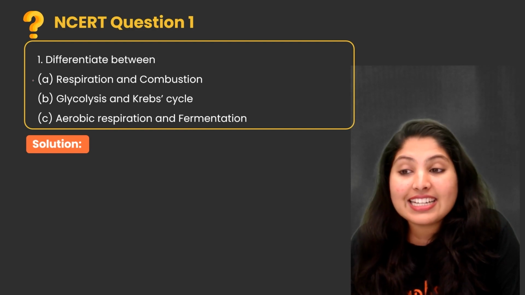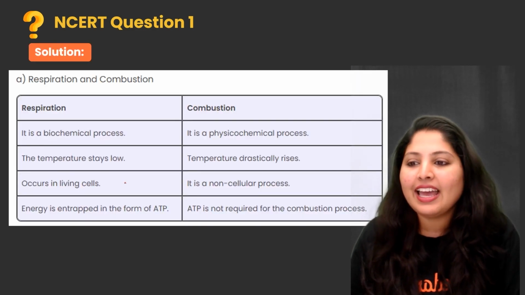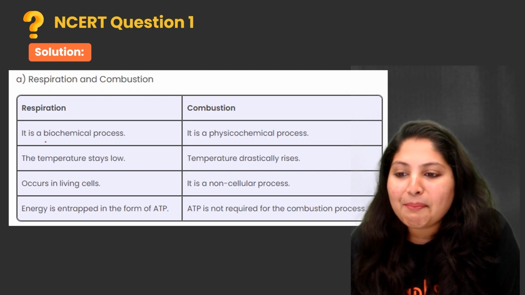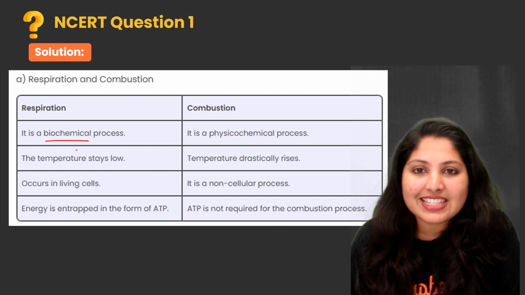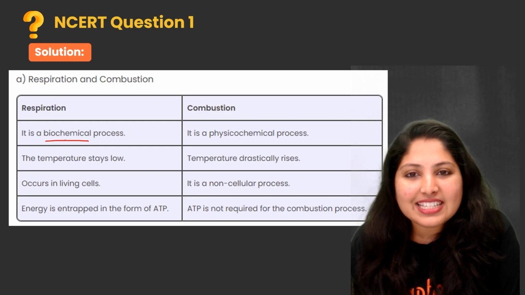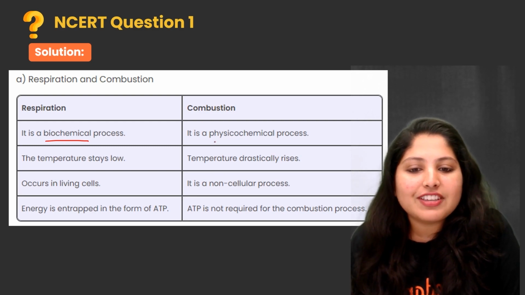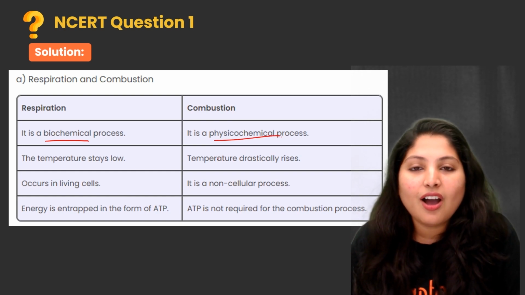Respiration in Plants. So, first question: differentiate between respiration and combustion, glycolysis and Krebs cycle, aerobic respiration and fermentation. Let's discuss the first one, respiration and combustion. What do you mean by respiration? Respiration is a biochemical process occurring inside the living cell. So it is a chemical reaction occurring inside the living cell. Combustion is a physico-chemical process occurring in non-living objects.